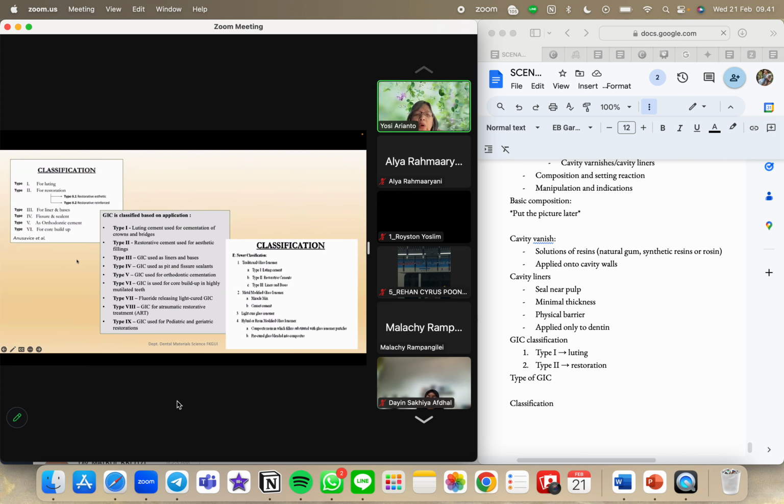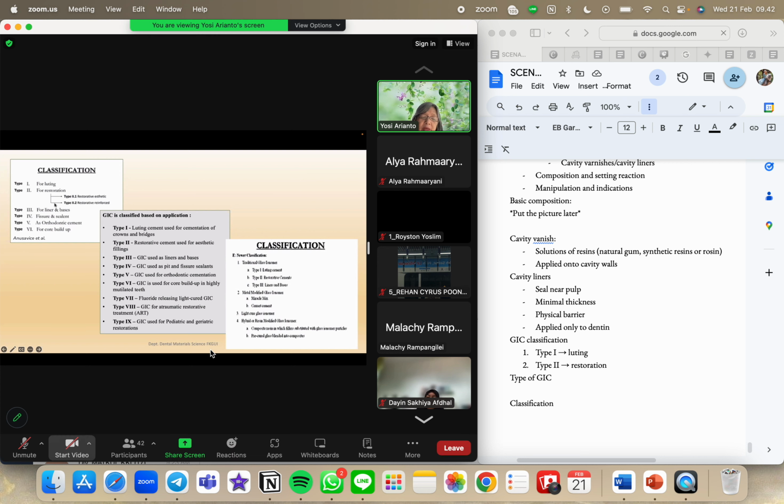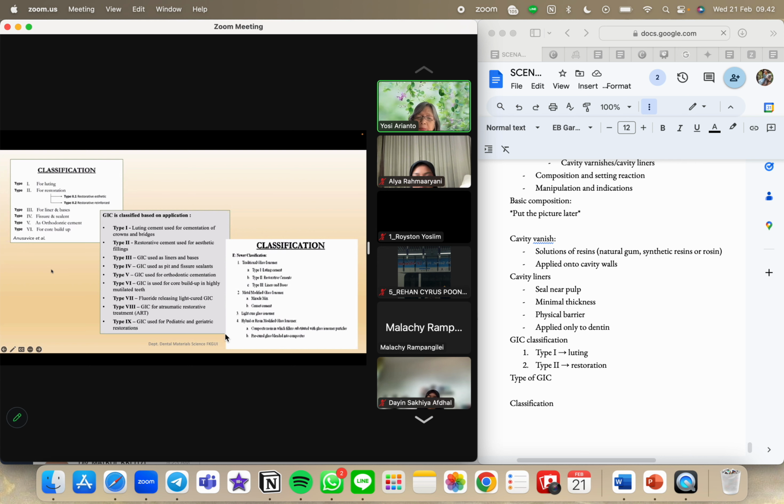So if you are asked what is the classification, you can use this one. Yeah, until type 6, and this one until type 6 is the same with this one. Yeah, this is from the textbook, Science of Dental Materials. Yeah, and this one is corporation, which is the manufacturer. They develop all kinds of dental glass ionomer until type 9.